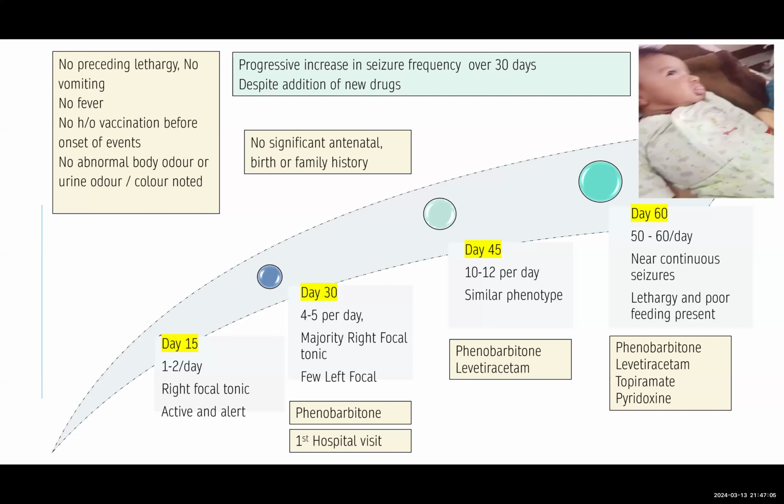This baby was managed outside with multiple anti-seizure medications, despite which there was no improvement in seizure frequency. Along with that, there was worsening in the sensorium in the form of lethargy and poor feeding. Antenatal and birth history was non-contributory.